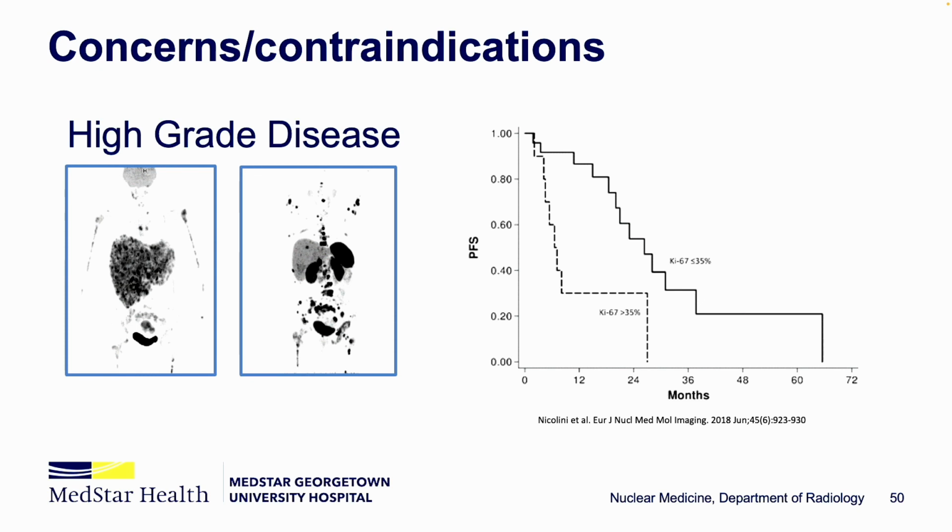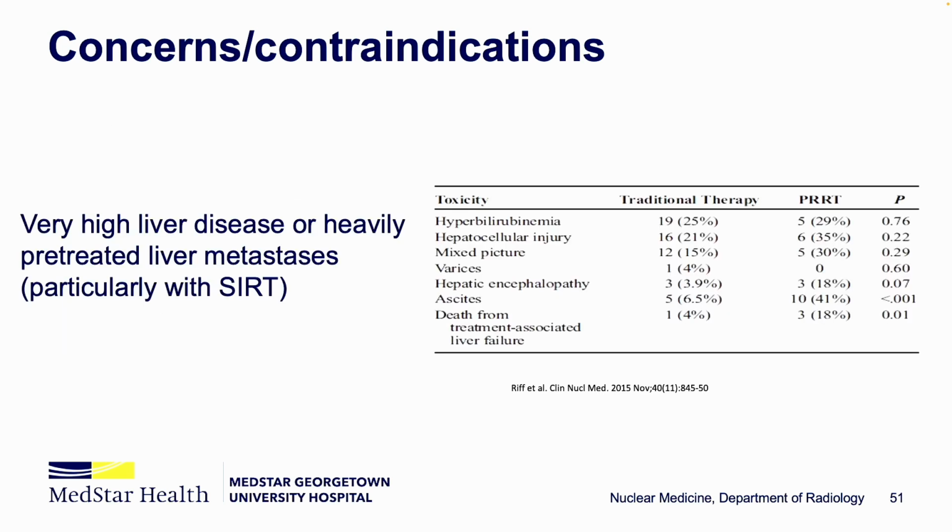We talked about this unfortunate patient with high-grade disease. The efficacy of lutetium 177 dotatate is lower in patients that have high-grade disease. In patients that have very high liver disease, or patients that have been highly pretreated in the liver, whether with radioembolization or prior chemotherapy, we sometimes have to be a little bit more careful. Although I have never seen severe hepatotoxicity, it has been reported in patients that have been heavily pretreated in the liver, who might be more likely to develop hepatic failure.